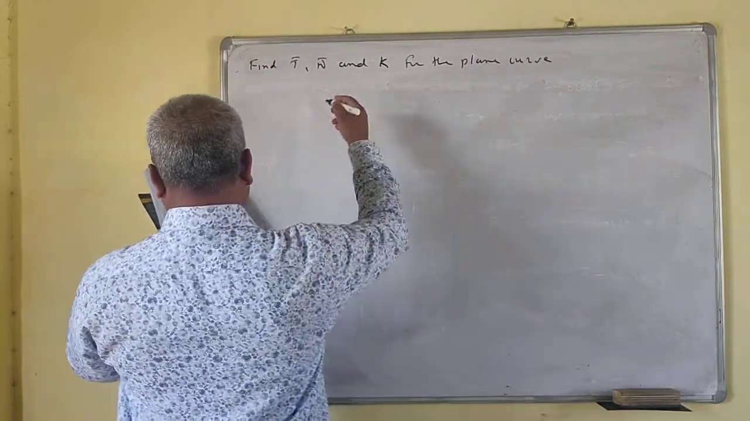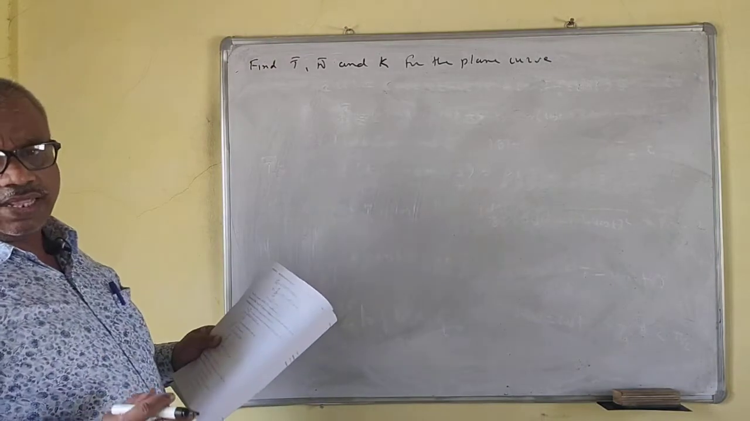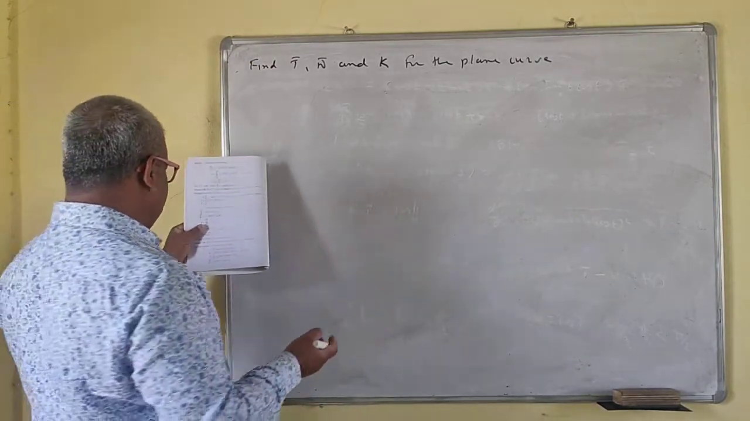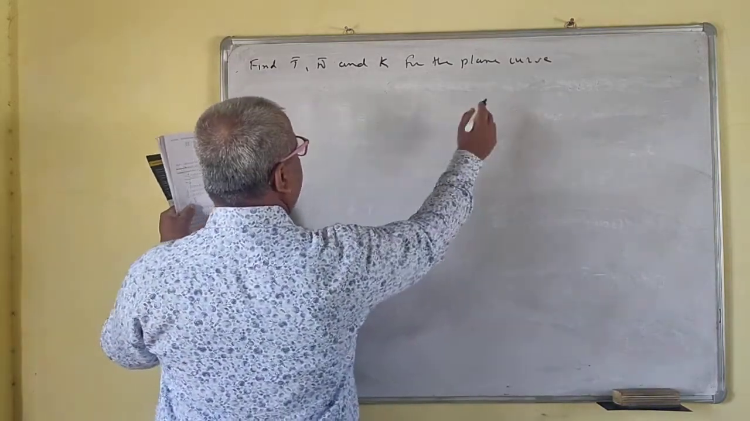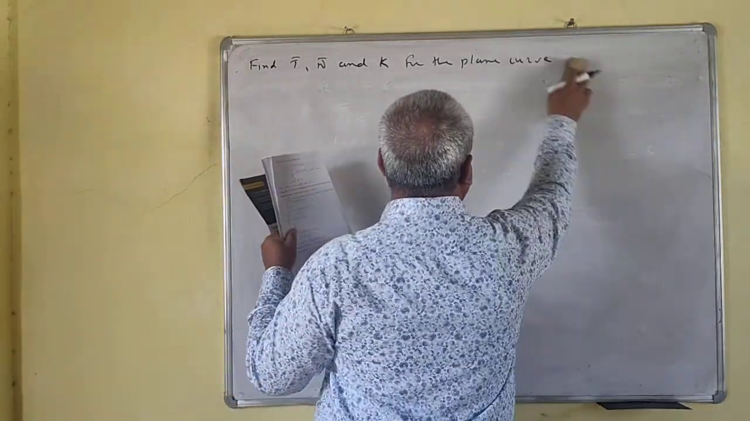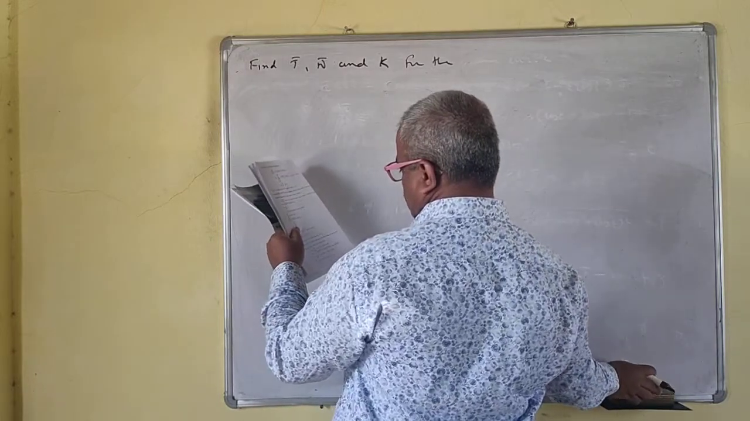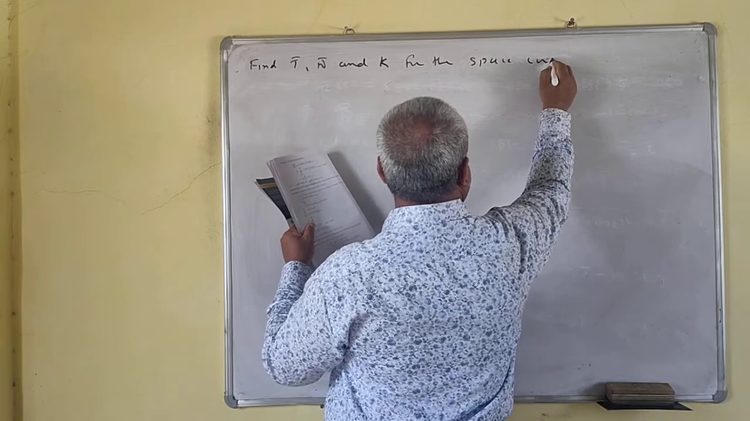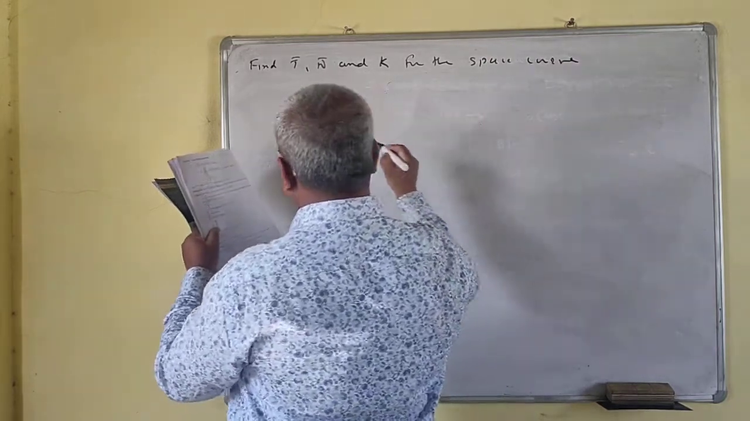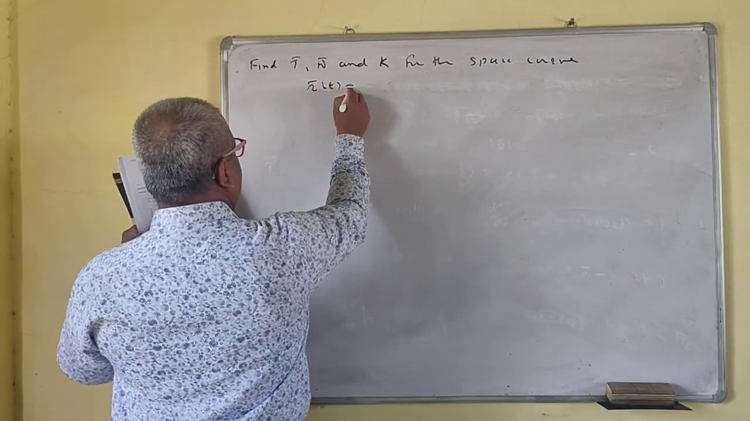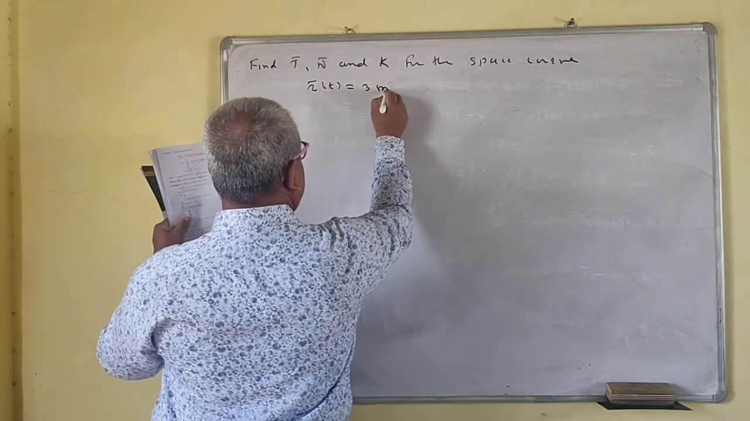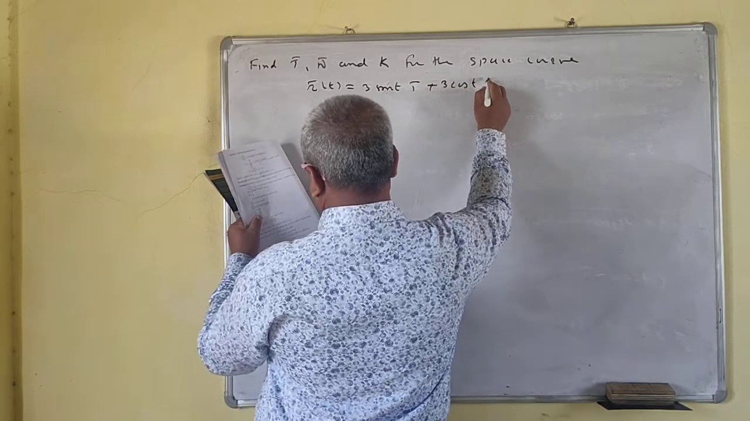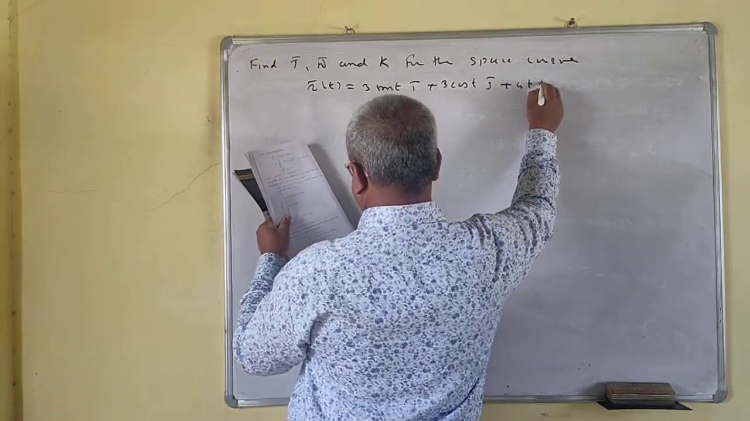For now, we have done the problems on the plane. Now we will do it in space. Space means there are 3 components. The formulas are the same for the 3 components. So for the space curve, r bar of t, this curve is in space: sin of t i bar plus 3 cos t j bar plus 4t k bar.